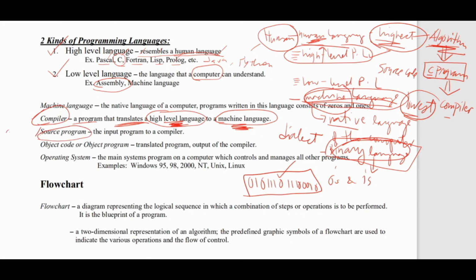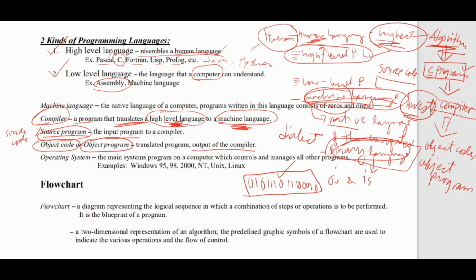So this is source code or source program. This is an input program to the compiler. So the compiler is a program that translates the source code C program into what is the output of the compiler. We call it the object code or the object program. So this is the output of the compiler. So this one is a C compiler.